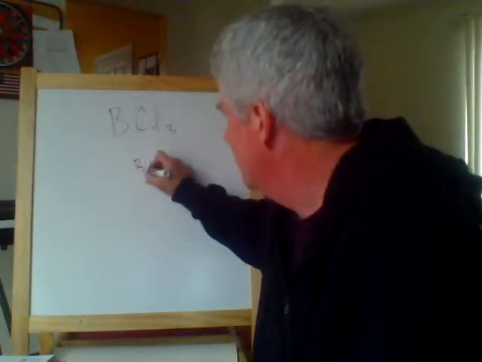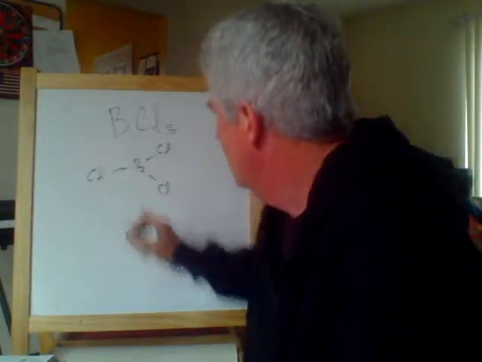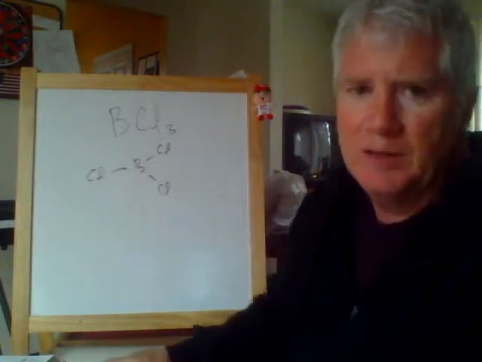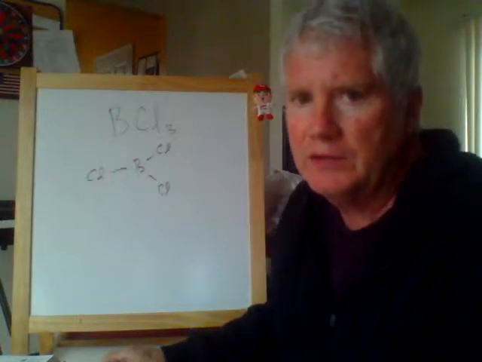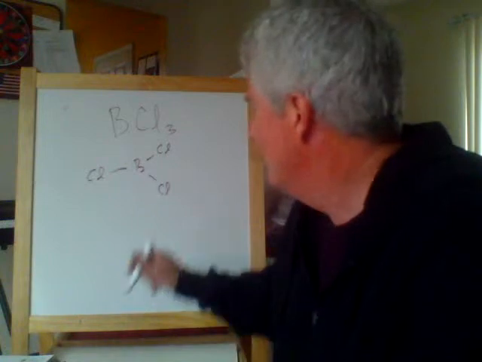Again, the Lewis structure would show this looking like this. It's not an octet in the middle because boron is electron starved. It's one of the exceptions to the octet rule.